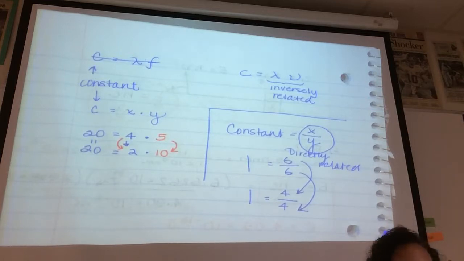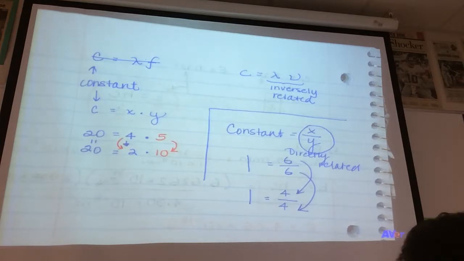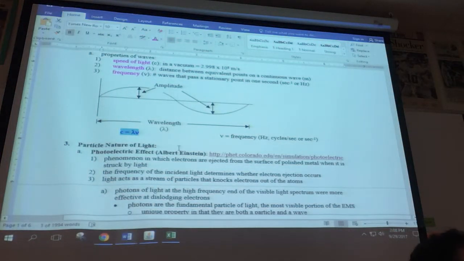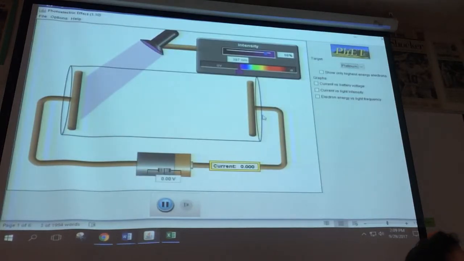Questions at this point? Okay, so what exactly is the relationship between light and electrons? That was established by Albert Einstein with the photoelectric effect. We're going to see that when a surface of polished metal is struck by light of a certain frequency, electrons are ejected from the surface of the metal. And we can see this in the following demonstration.